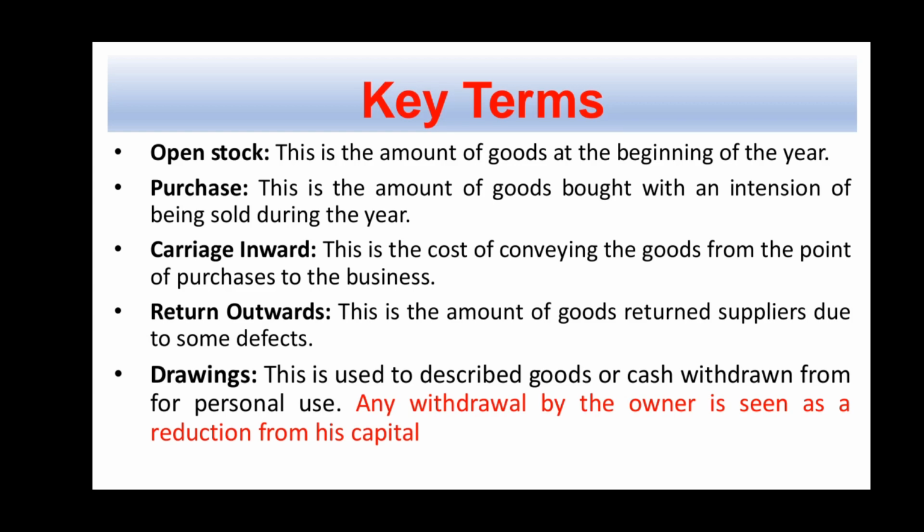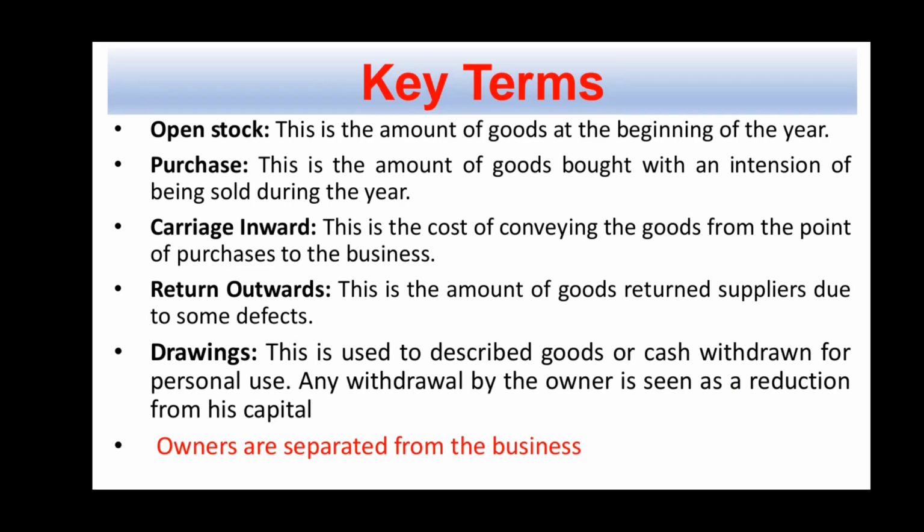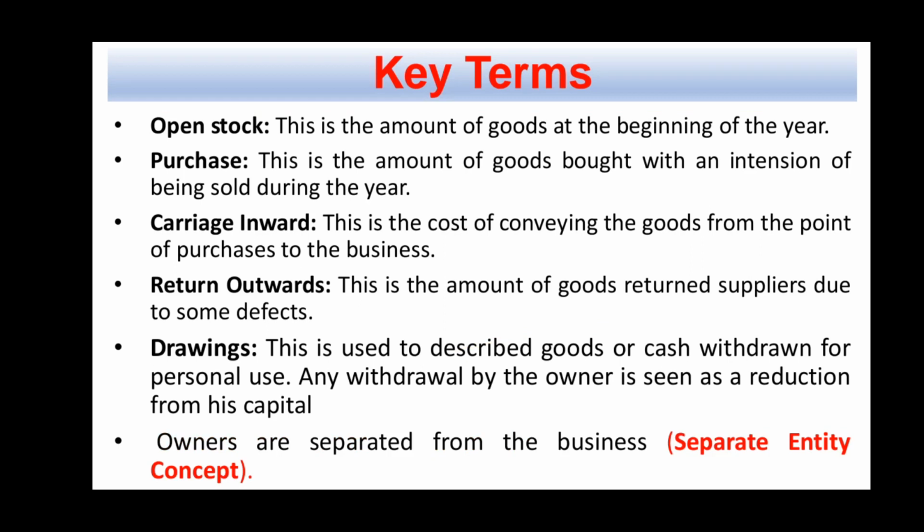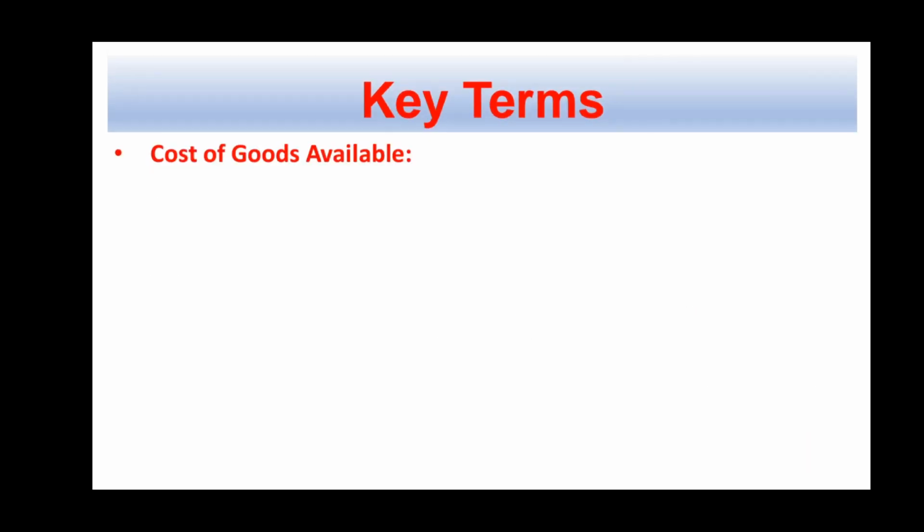Take for example, such an item will be deducted from purchases, and it will also reduce the capital of the owner of the business. Just like I said, this is because owners are separate from the business, which is called the separate entity concept under accounting concepts and conventions. That is, there is a difference between the owner and the business. So anything taken by the owner will be regarded as drawings, and will be deducted from where it is taken, and at the same time deducted from the capital of the owner of the business.